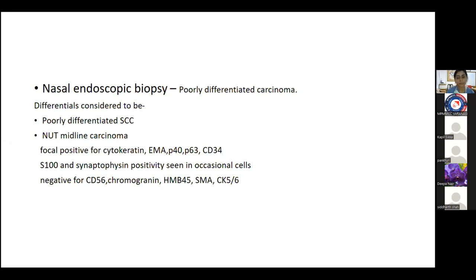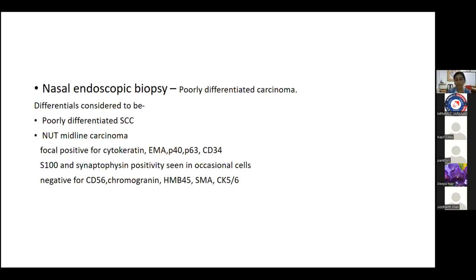How would you manage the neck when you're planning this patient? This patient has no nodes. Would you still address the neck? So, there is controversy regarding the neck management. So there are two schools of thought.